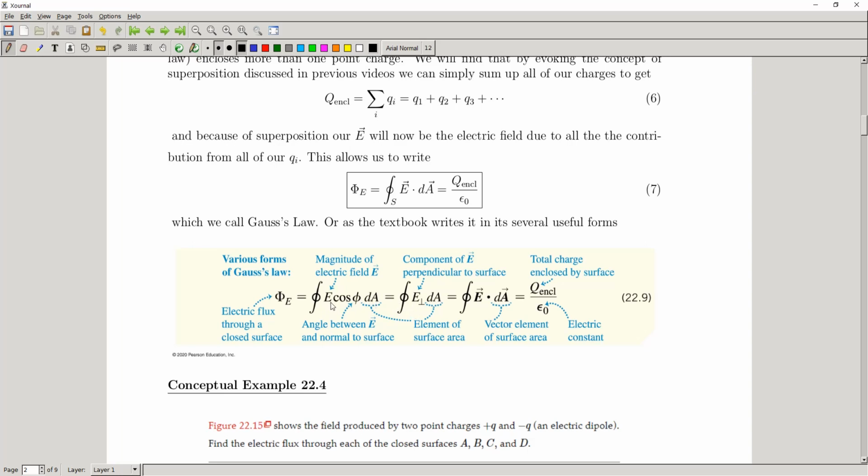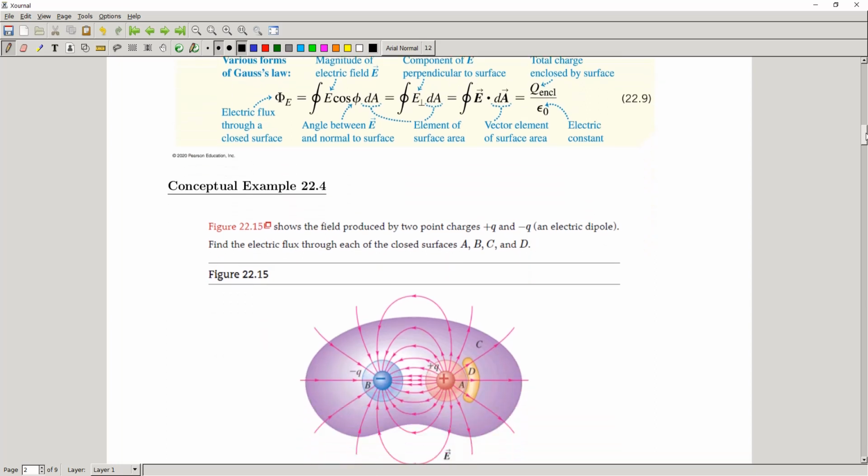We can remember that, given the right circumstances, we can turn our dot product into just E cos phi, where phi is the angle between E and A, or dA I guess, times dA, and then we're doing the integral. Or we can think of it as the component of E that points perpendicular to the surface, so that's parallel to the normal vector to the surface. These are just a few useful ways to remember Gauss's law, and we're going to see applications of it coming up in this video, hopefully, unless I decide to split it into two videos.